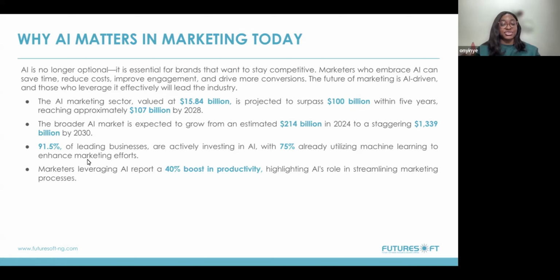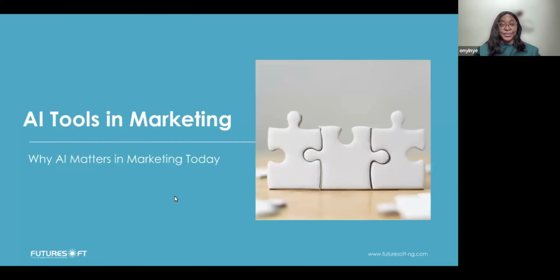Later in the training, we are going to look at some of these companies, what they've been able to do utilizing AI, and what the success of that has been. Then marketers are leveraging AI to report a 40% boost in productivity, highlighting AI's role in streamlining marketing processes. Like I mentioned, integrating AI into your day-to-day life is going to cut a lot of redundant tasks. It's going to save you a lot of time. It's going to remove guesswork from your activities, and that has been reported to be a 40% boost in productivity, which is really, really great.